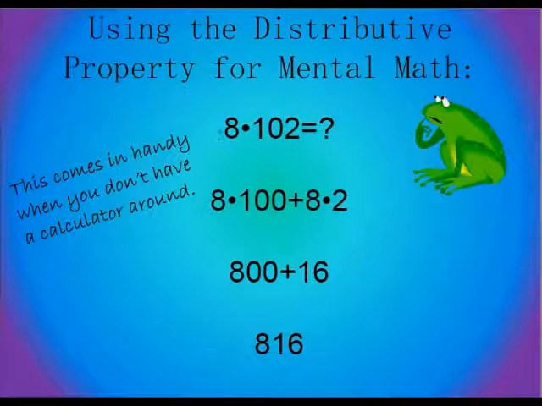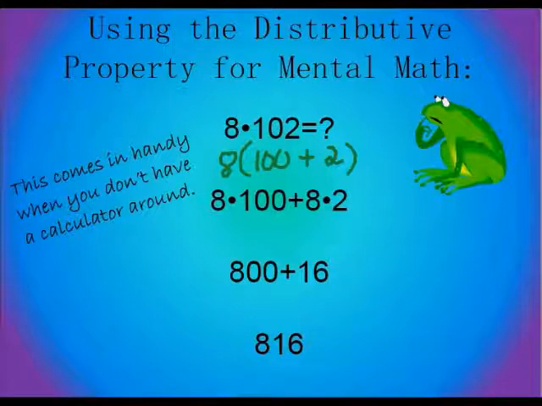Here's another example of how we can use the distributive property for mental math. 8 times 102, instead of doing this problem in your head, you could stretch this out and say 8 times 100 plus 2. So now you can distribute the 8 to the 100 and the 8 to the 2. So we've distributed the 8 to the 100 and to the 2. Now we have 800 plus 16. We have 816. So try this. Try to use the distributive property like this to solve your mental math problems to see if it does make it easier for you.